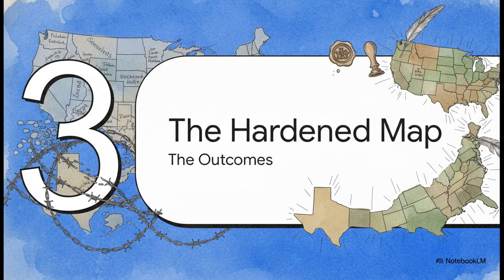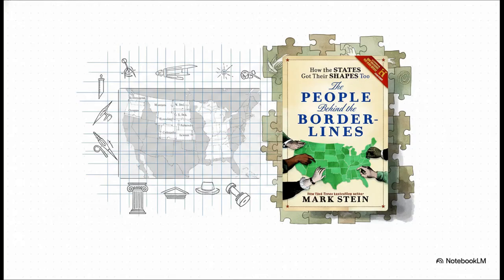Let's look at a few real-world examples of how this process created the shapes we just take for granted now. This is a great one. On the left, you see Thomas Jefferson's vision for the Western states. Super logical, right? A nice, clean grid. But now look at the map on the right, our map.